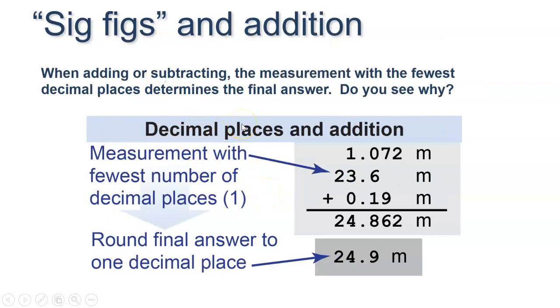For addition, what you want to do is line up your places, okay? So that way, everything is lined up here, our place values. Do not add zeros, just line them up like this. And then once you're done, look for the measurement that has the fewest decimal places. So this one only has 1 decimal place, and 3 significant figures. So your answer will only have 1 decimal place.